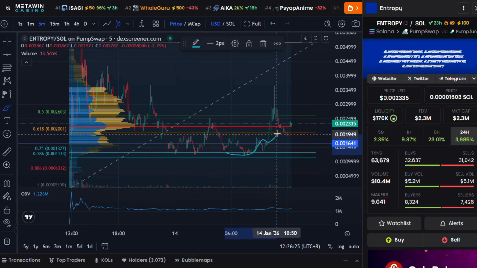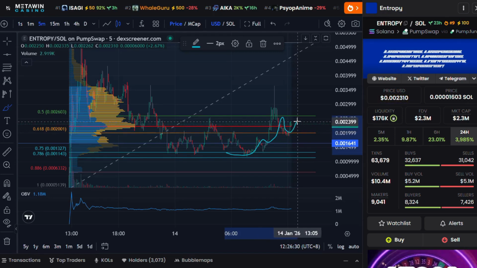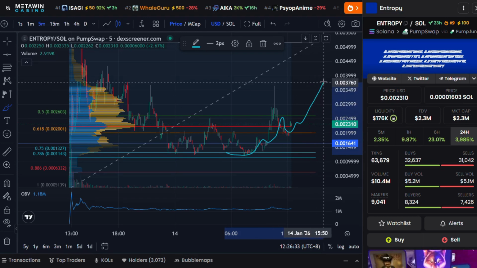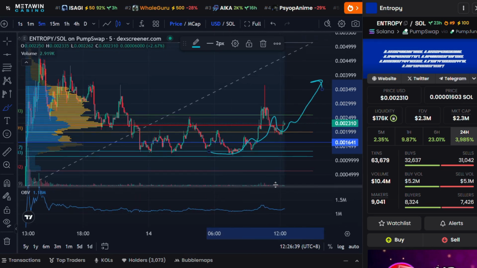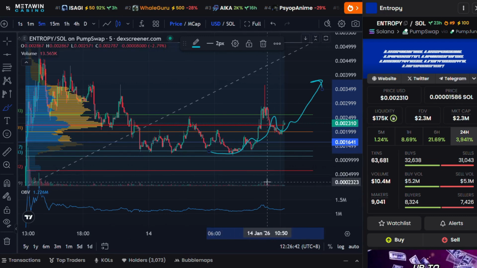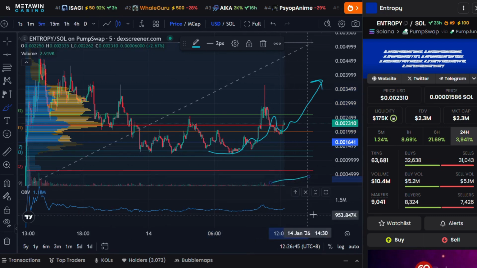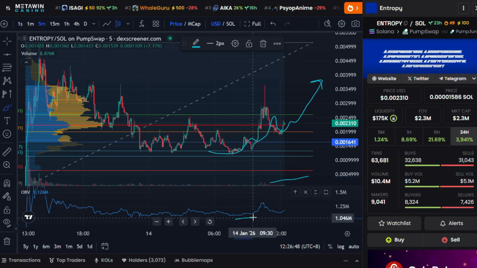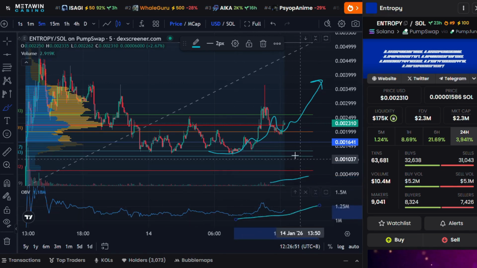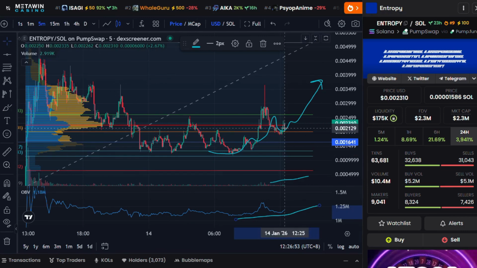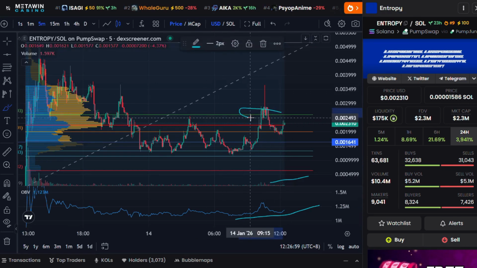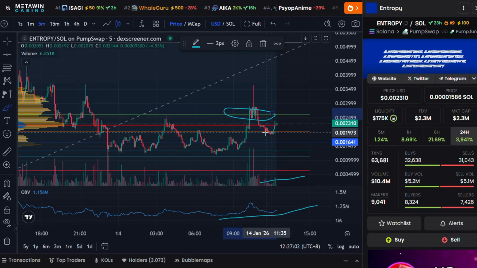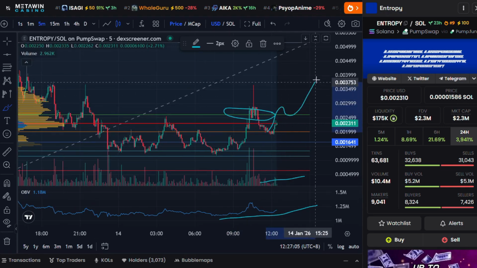What I want to see next for Entropy is continued strength in participation. On the volume histogram, I want to see expansion, and on the on-balance volume, the OBV, I want to see higher lows and a continued upward slope, indicating real accumulation rather than a weak bounce. If price can hold above the value area low, reclaim the point of control, and then push back above the 0.5 Fibonacci equilibrium level and hold it as support, this would open the door for continuation to the upside and potentially a new impulsive leg higher.